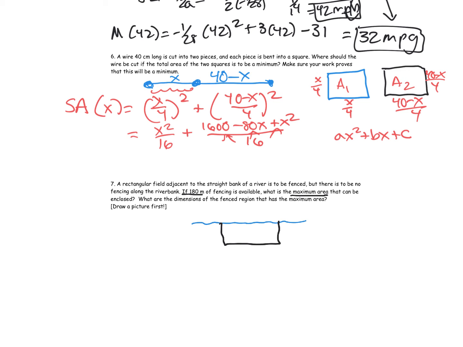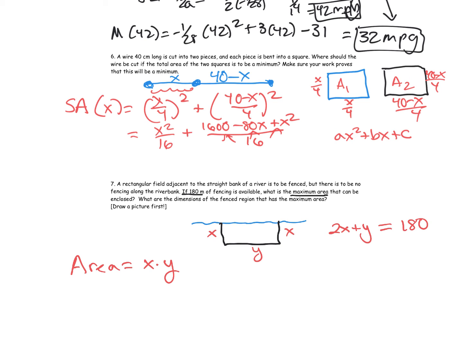So let's attach some labels to this rectangle. So x, y, and then we've got x. So 180 meters of fencing, that's standing for the perimeter here. So 2x plus y equals 180. All right, and so that's my constraint. And now I want to work with this equation. The equation that I want to max is area, which is just x times y.